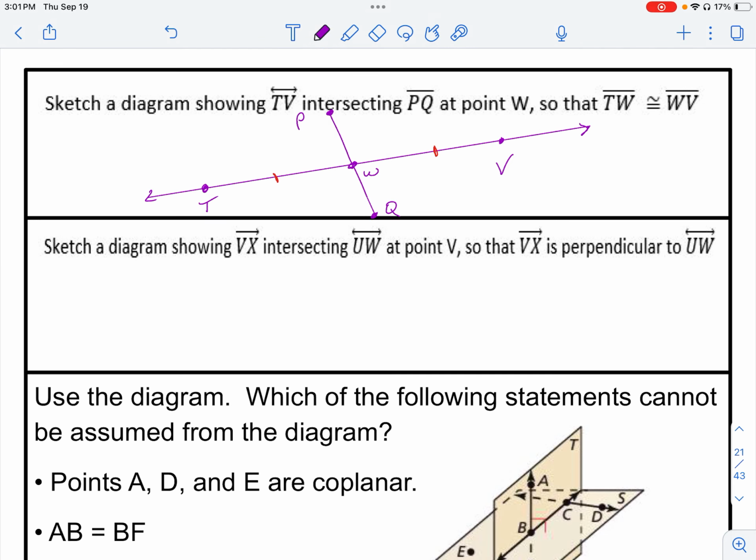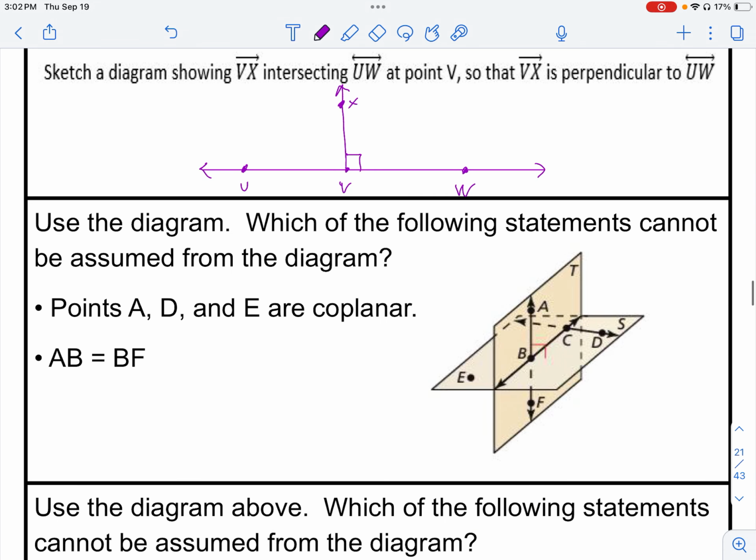All right, so sketch showing ray VX intersecting line UW. So let's draw a line UW, U and W at point V. We've got to have an X out here so that ray VX is perpendicular to the line. So we'll draw our little box out there, which shows that it's perpendicular. And we're done, and we can move on.